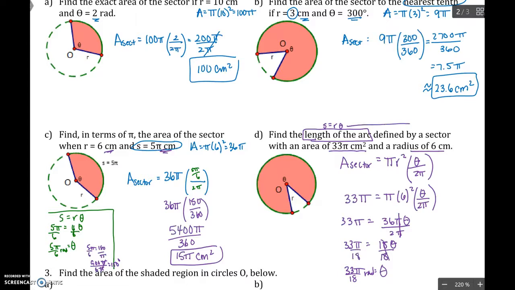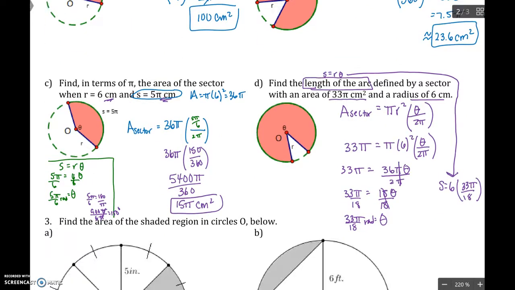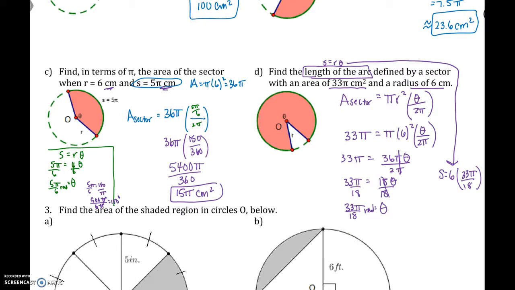So I can finally use that to find the length of the arc. So the radius is 6. And now I can multiply that out. So 6 times 33 is 198 pi over 18. And if I divide that by 18, I'll get 11 pi.